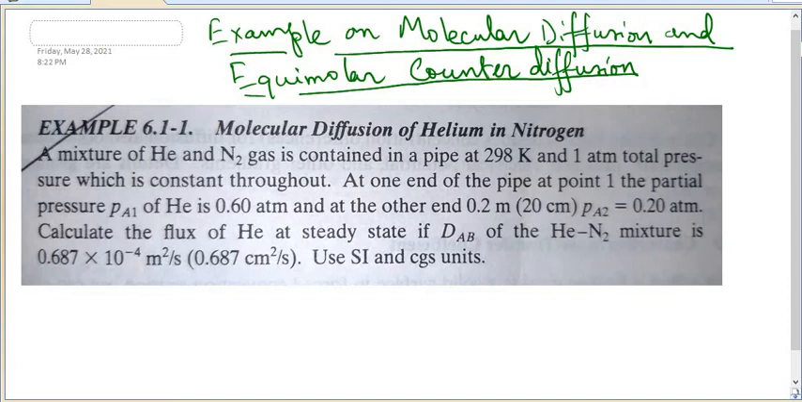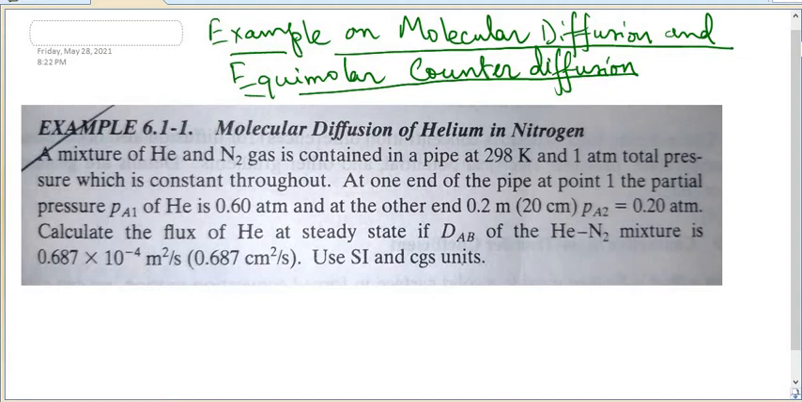A mixture of helium and nitrogen gas is contained in a pipe at 298 Kelvin and 1 atmosphere pressure. The total pressure is constant throughout. At one end of the pipe, at point 1, the partial pressure PA1 of helium is 0.60 atmosphere, and at the other end, 20 centimeters apart, the partial pressure is 0.20 atmosphere. We are asked to calculate the flux of helium at steady state if the diffusivity DAB of the helium nitrogen mixture is 0.687 into 10 to the power minus 4 meters square per second.